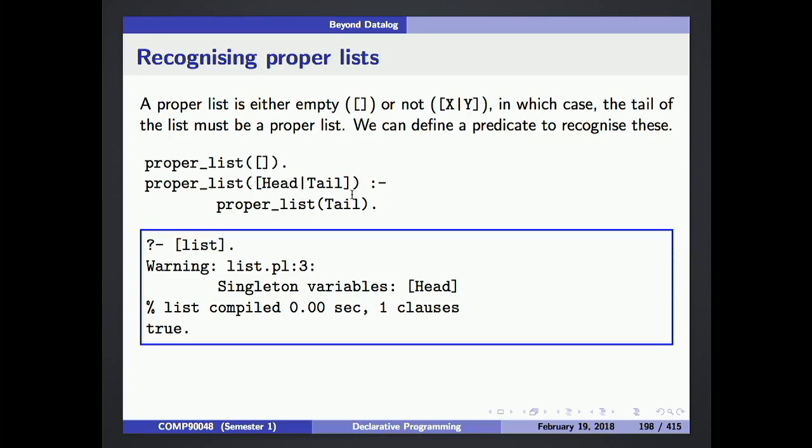Just like in Haskell, when we're writing code that works on lists, we're typically going to have two cases: one case for the empty list and one case for the non-empty list. So these are our two cases. And for this to be a proper list, the tail has to be a proper list. If we load this into our Prolog system, we're going to get back a warning: singleton variable head. But it'll all work.